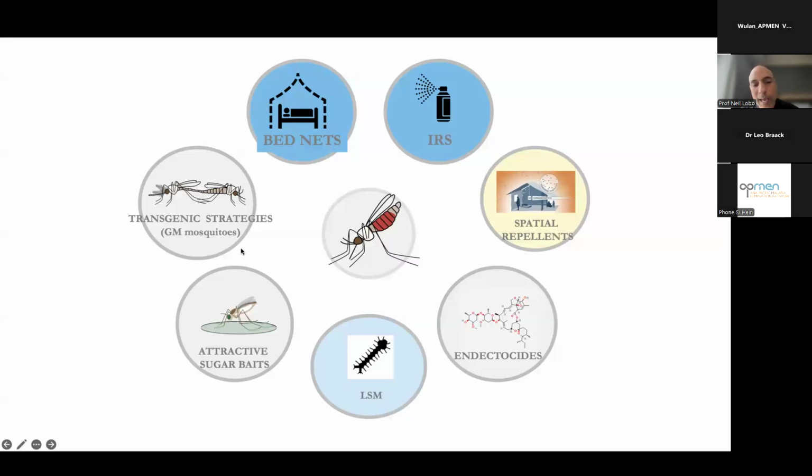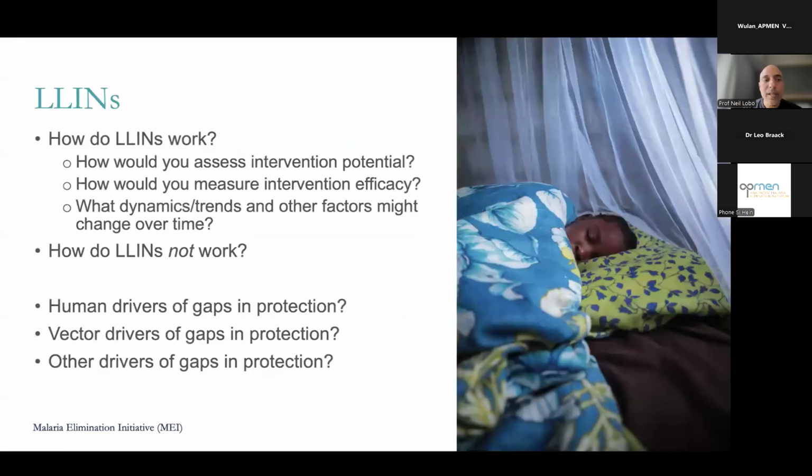I think we can also add in eave tubes as well. There's a trial for eave tubes to prevent mosquito entry into houses. So these are the present interventions to try and understand how they function and how they don't function. So I'm going to quickly go through these last few slides. If you have bed nets at your site, ask yourself these questions. Right, how do bed nets work, first of all? How would you assess how an intervention would be useful at my site?